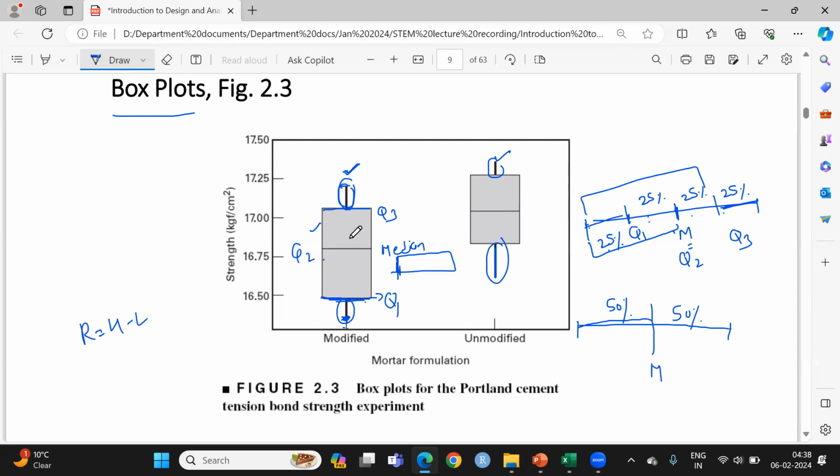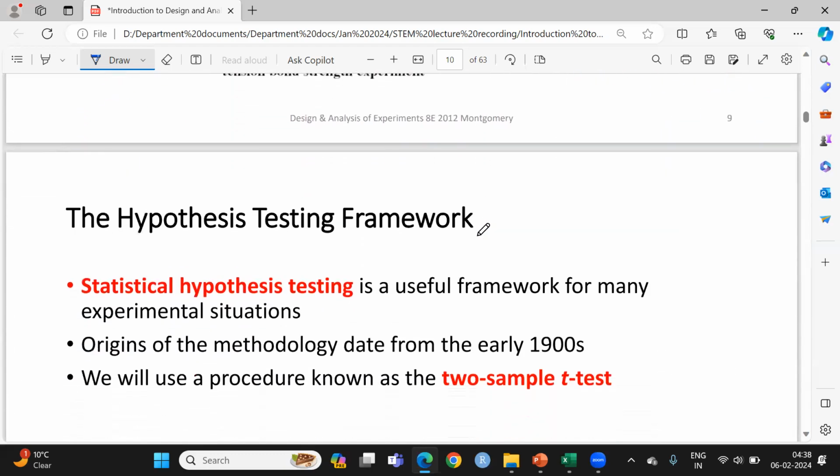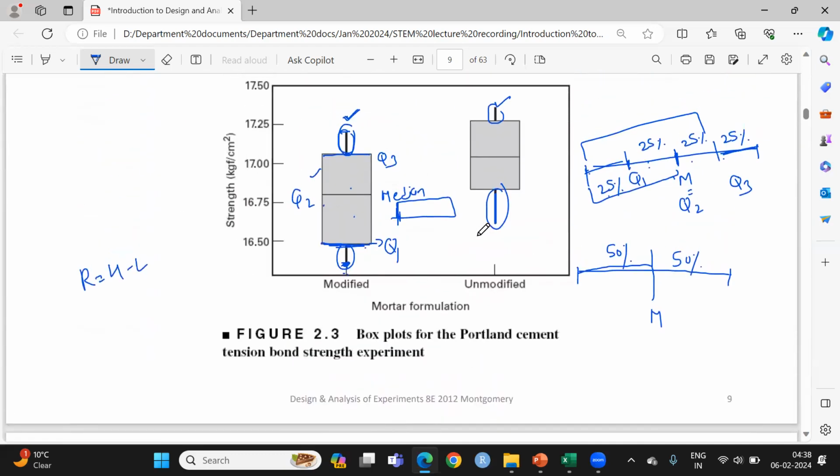So can we say that the data set corresponding to modified is statistically significantly different from the unmodified variable? For that, we have to implement some test on the data set. From the graphical point of view, there is a possibility that these two data sets are statistically different, but we have to prove it statistically. For that, we have to implement some test.